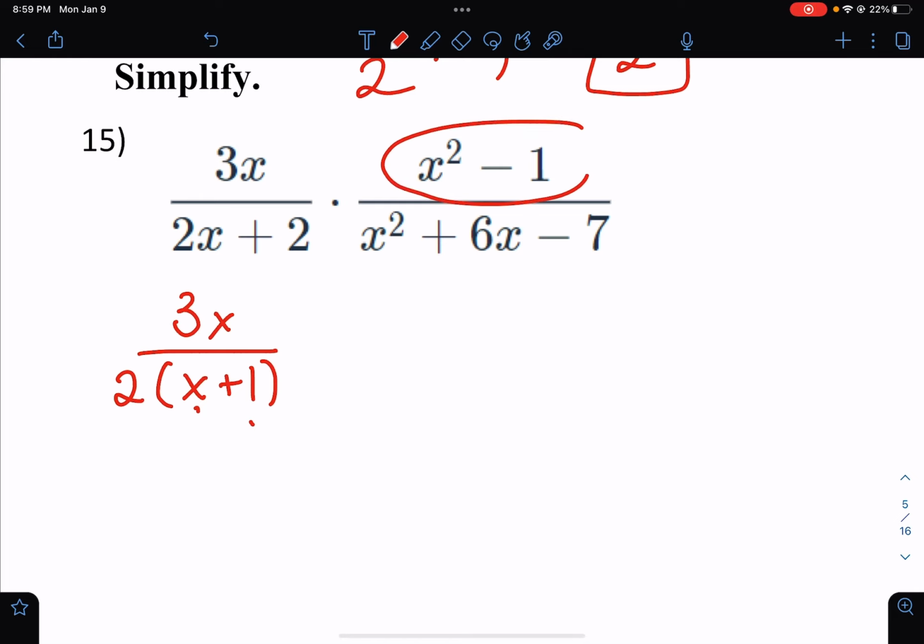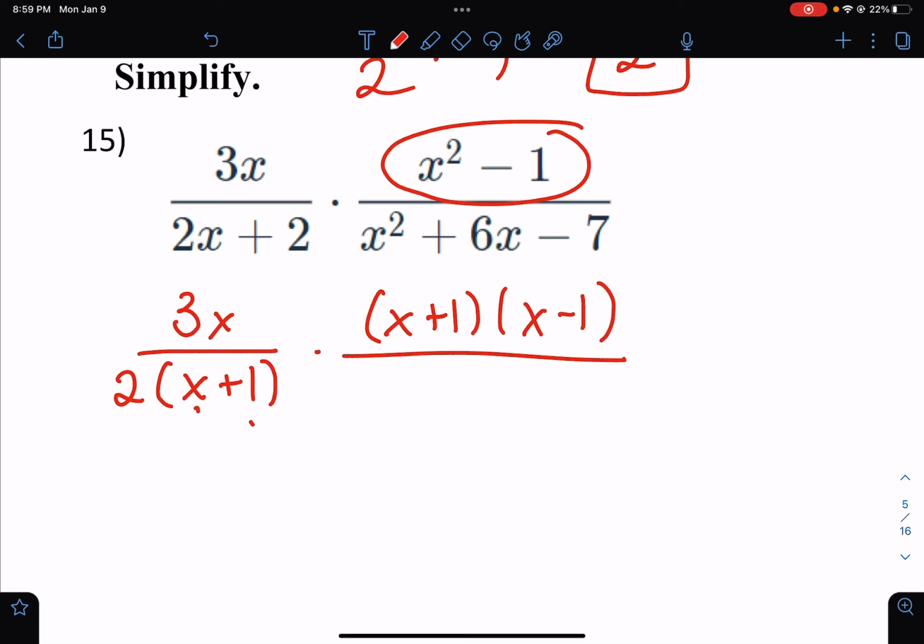Then if I look here, this guy is what we call a difference of squares. So we end up with x plus 1, x minus 1. How do I know this is a difference of squares? We've got a minus sign, and we also can take the square root of both of these. The square root of x squared is x. The square root of 1 is 1. So it follows that factoring pattern of x plus 1, x minus 1.